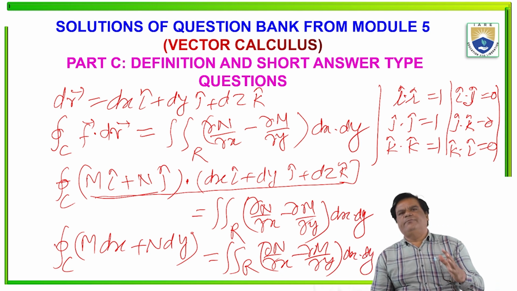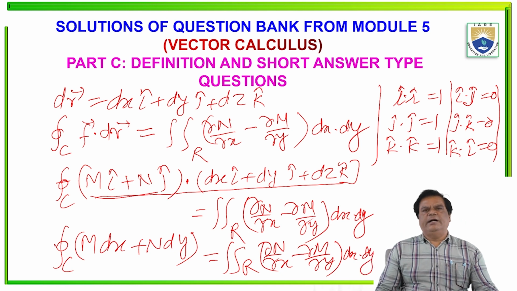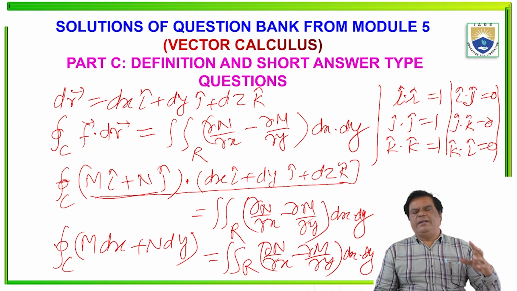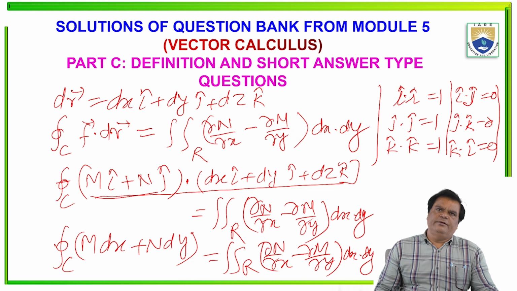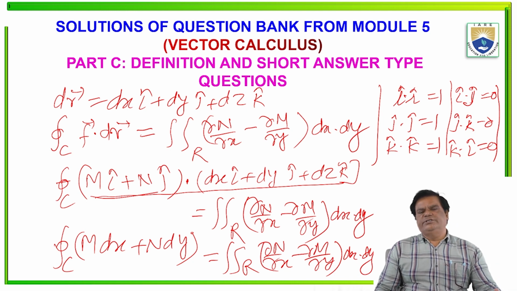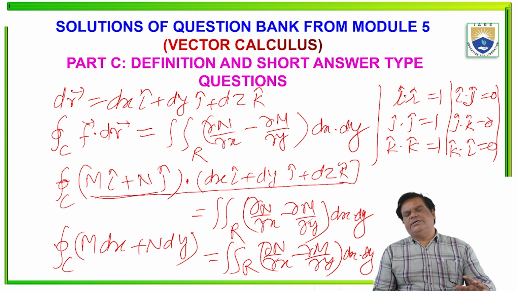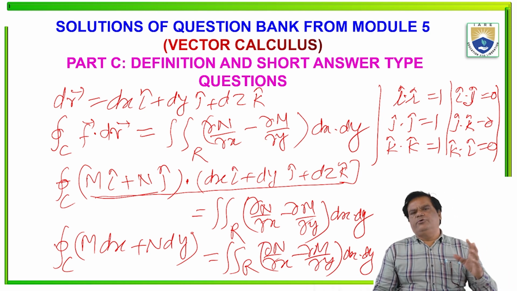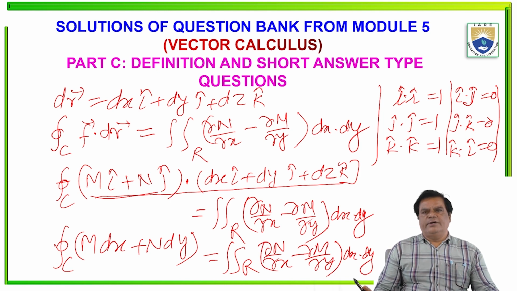I am not giving the proof of Green theorem here. I am writing only the formula of Green theorem, which we apply in the questions. Okay, left hand side and right hand side. So this is the basic statement of Green theorem: line integral equal to regional integral, area integral.